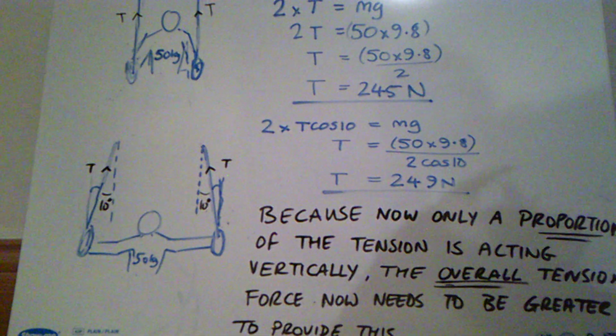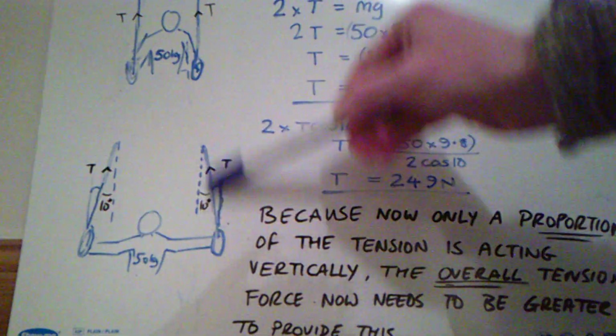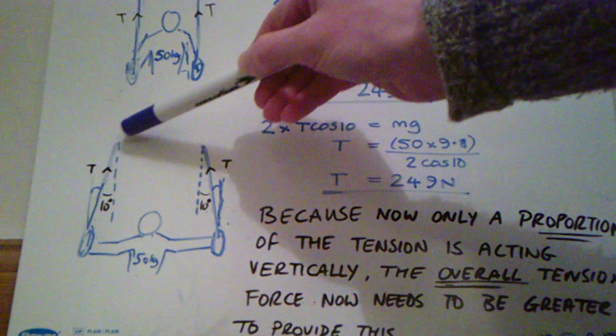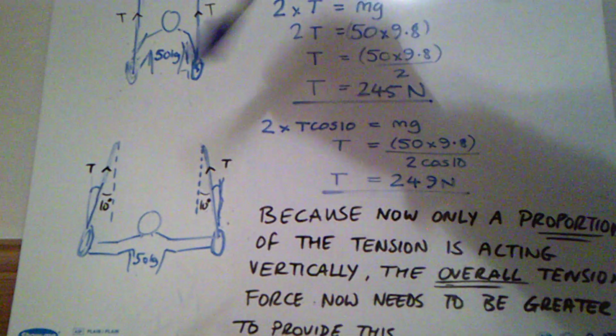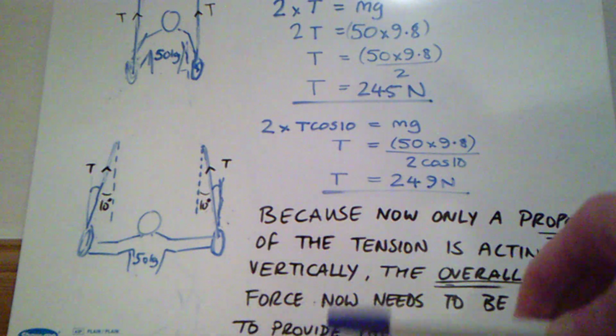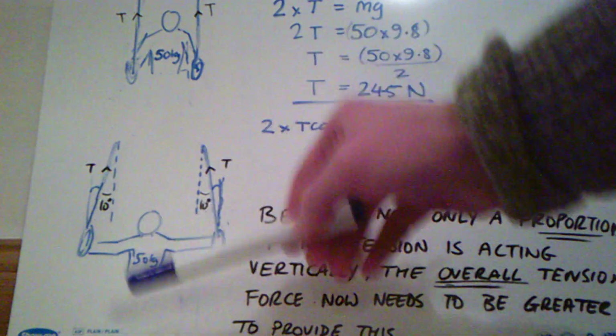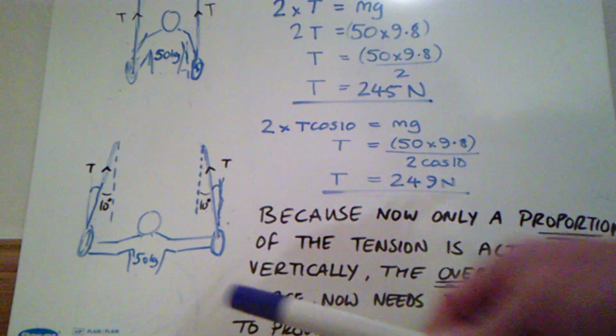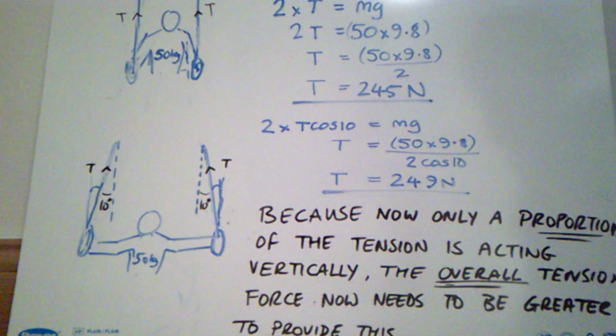But in this case, if the proportion of the force acting vertically is less, if these are no longer vertical, then in order for that amount of force needed to balance out the mass to exist, the overall tension must be greater, and that's what we've found.